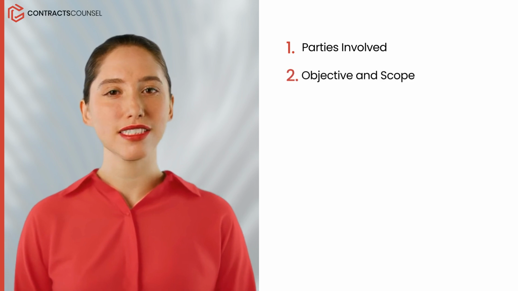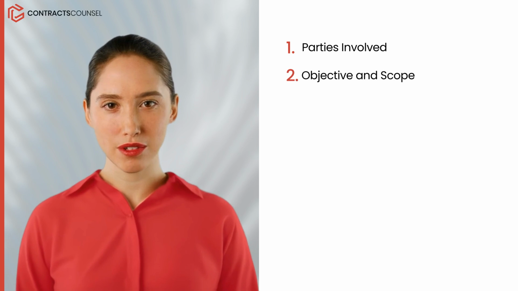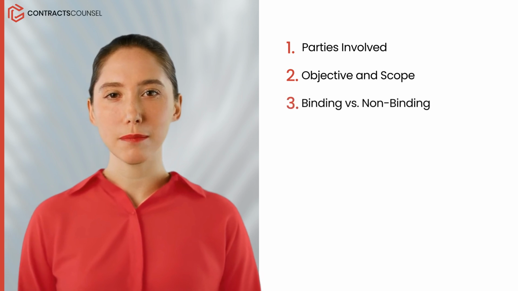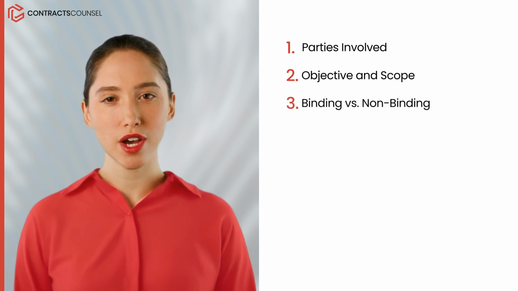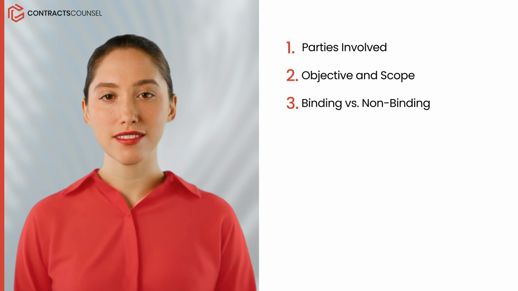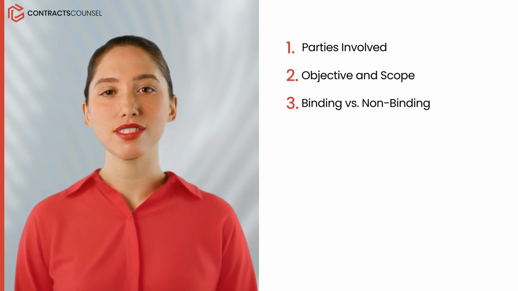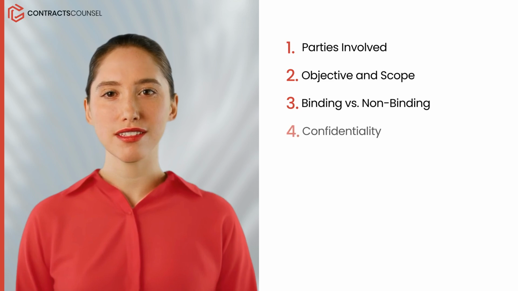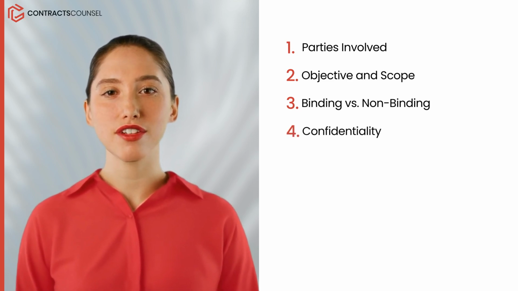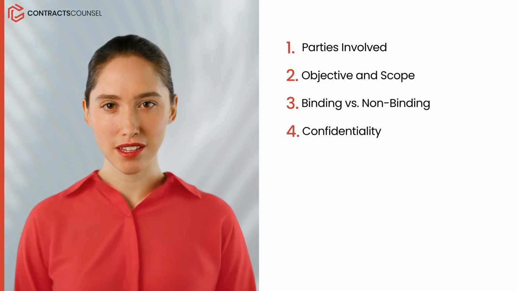2. Objective and scope. Review the section that outlines the purpose and scope of the proposed agreement, including key business terms and conditions. 3. Binding versus non-binding. Check which parts of the LOI are legally binding versus non-binding, such as confidentiality and exclusivity clauses. 4. Confidentiality. Ensure there are clauses that protect sensitive information shared during negotiations.